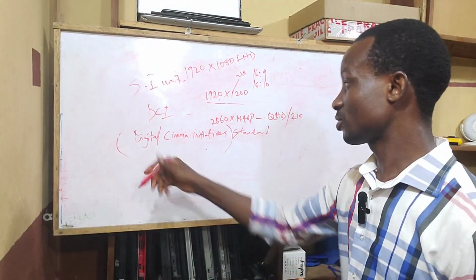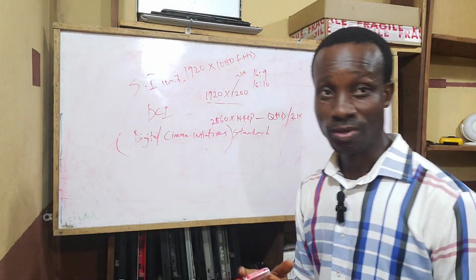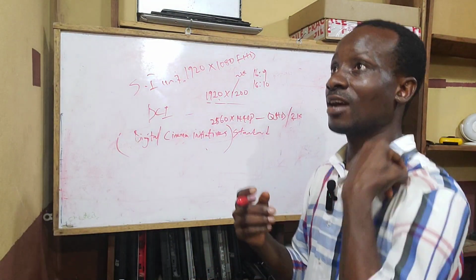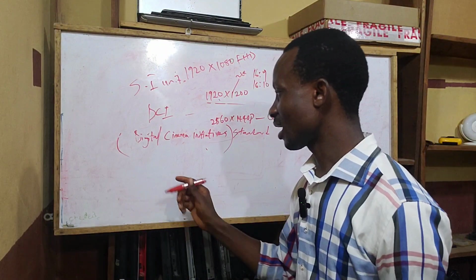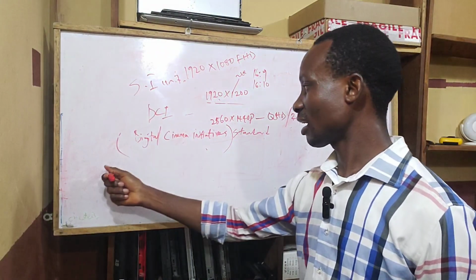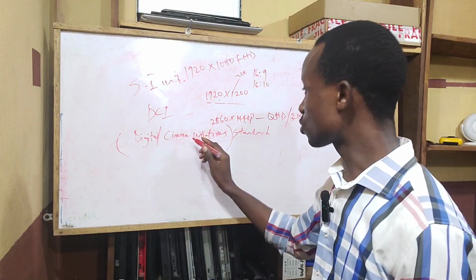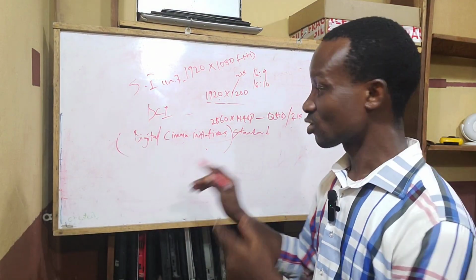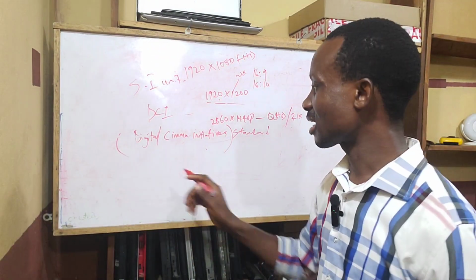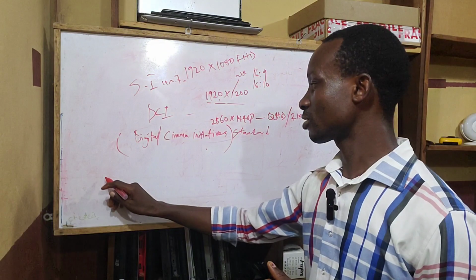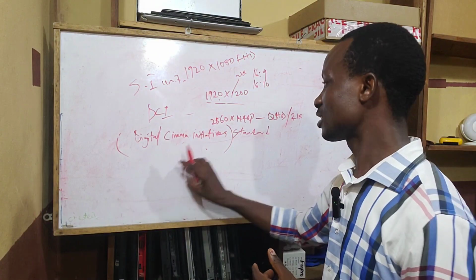So according to DCI, the Digital Cinema Initiatives standard, they define 2K as the horizontal pixel count close to 2000, right? So they define 2K to be a display that has a horizontal pixel count close to 2000.